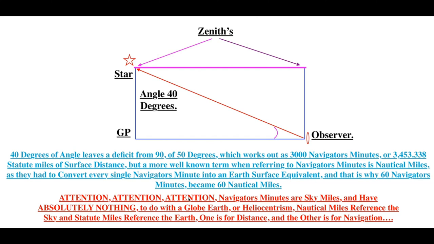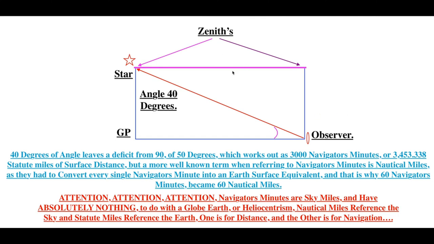Attention, this is the important part. Navigators' minutes are sky miles, and have absolutely nothing to do with a globe earth or heliocentrism. Nautical miles reference the sky, and statute miles reference the earth. One is for distance, statute miles, and the other is for navigation, nautical miles, or navigator's minutes.